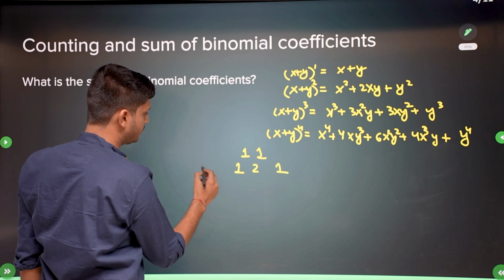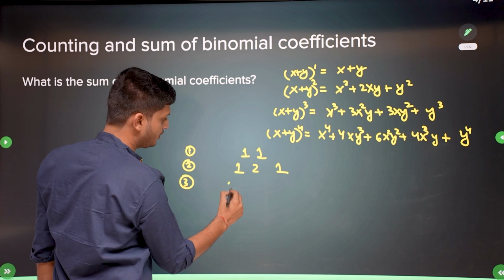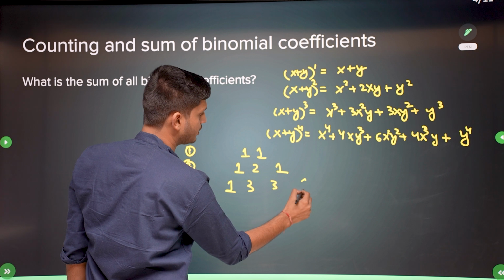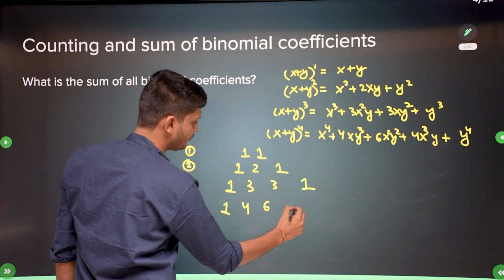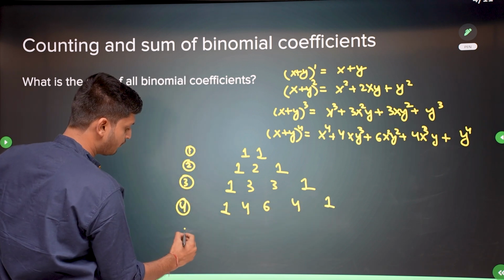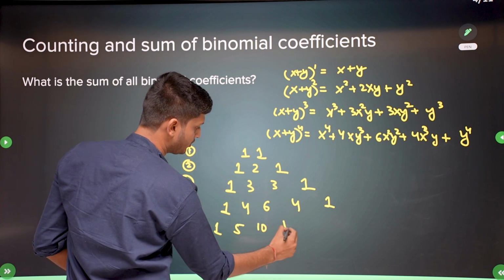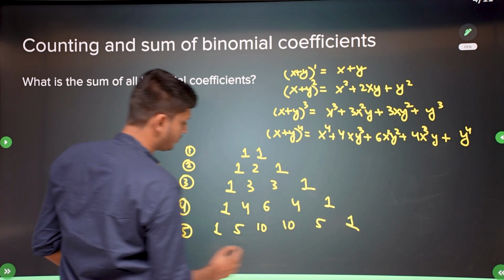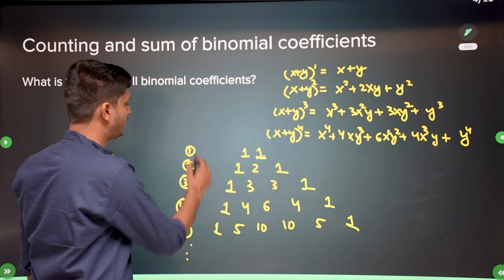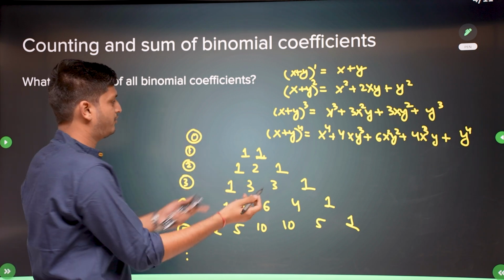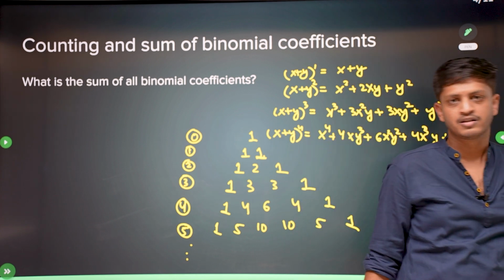For x plus y whole cube, so this is the binomial theorem for power 1, this is for power 2, and binomial theorem for power 3 will be what? The coefficients are 1, 3, 3 and 1. For x plus y to the power 4, the binomial coefficients will be 1, 4, 6, 4 and 1. There is a symmetry, right? For 5, the coefficients are 1, 5, 10, 10, 5, 1 and so on. This is called Pascal's triangle. And you can have x plus y to the power 0 as well, which is just 1. Right? This is called Pascal's triangle.